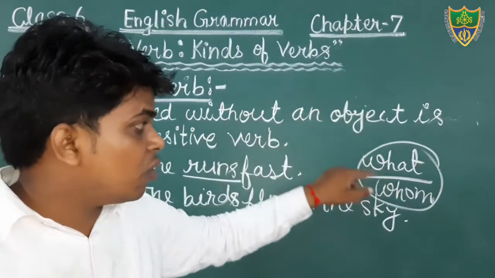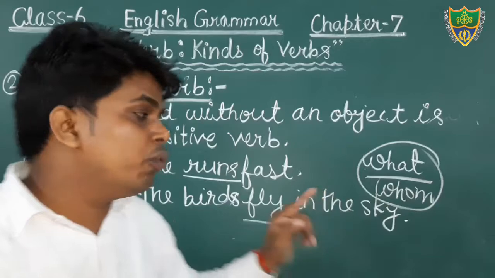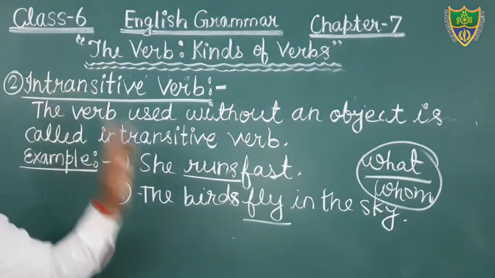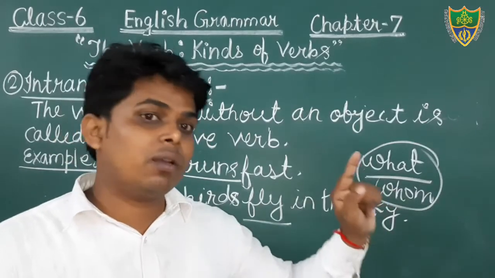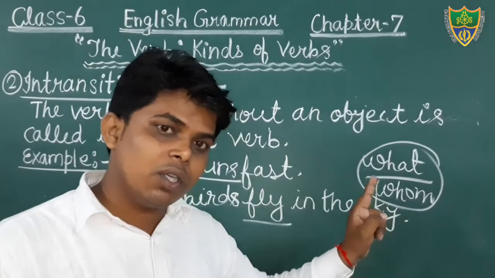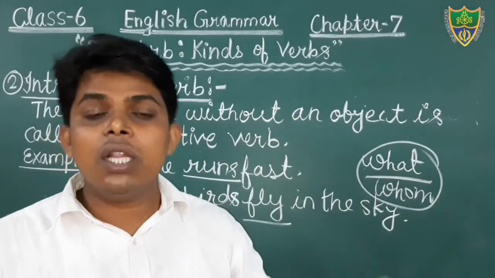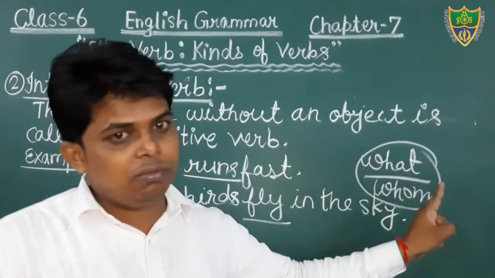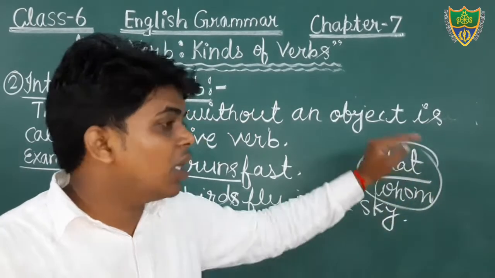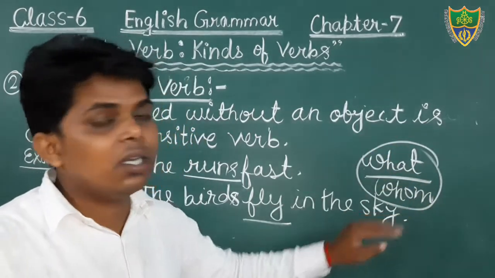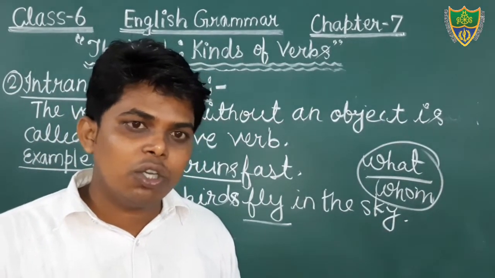If we are putting the question with what and whom and we are not getting an object, then that would be the intransitive verb. अगर हम what और whom से क्वेश्चन लगाकर पूछते हैं, क्वेश्चन बना के पूछते हैं और ऑब्जेक्ट हमको मिलता है, then that would be the transitive verb. अगर ऑब्जेक्ट नहीं मिलता है what और whom लगा के, तो क्या होगा? intransitive verb होगा. Okay, students?